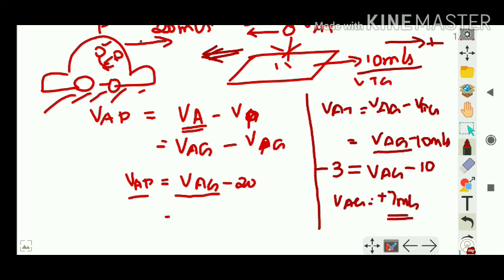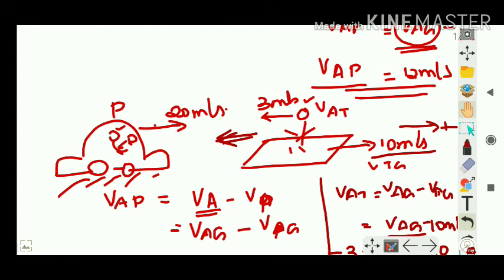So I write here 7 minus 20, that is minus 14 meter per second, which is the velocity of A with respect to P. The significance is that the person P inside the car will feel that A is moving with a velocity of 14 meter per second towards himself.